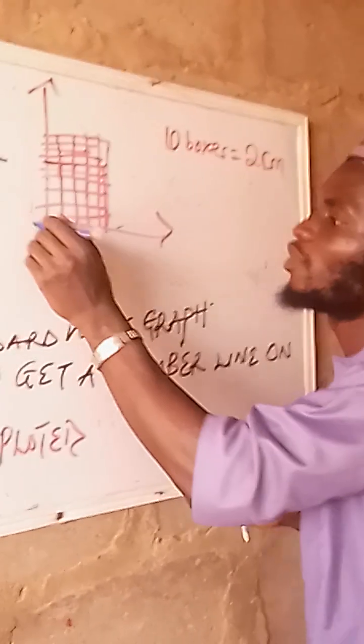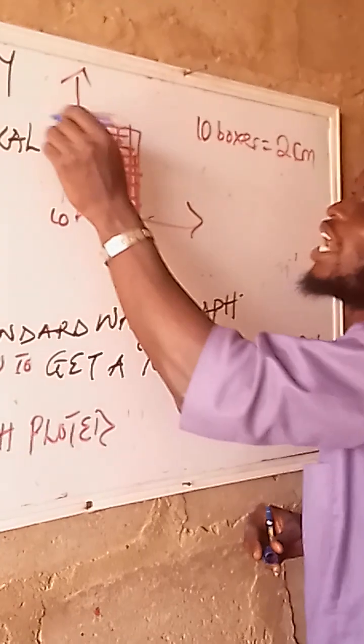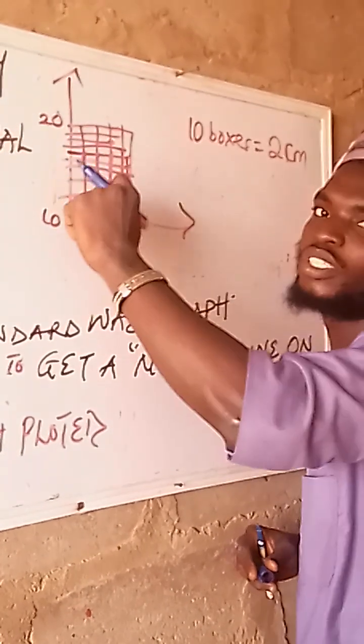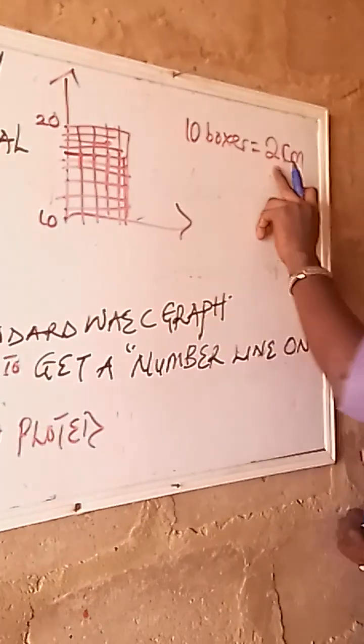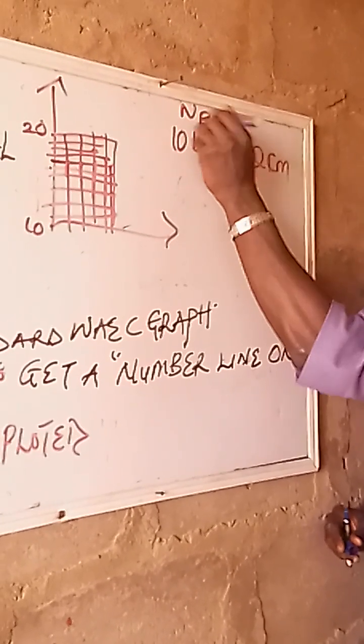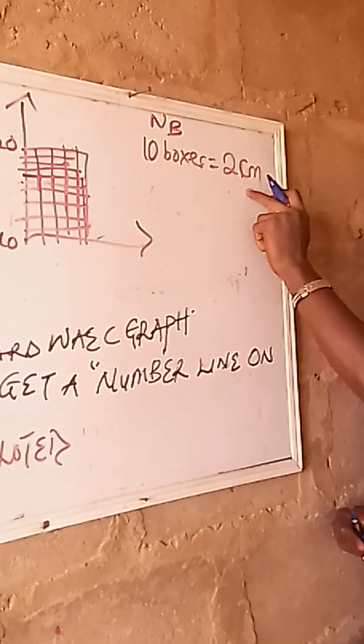That means if I have a 10 here, I will tell you when we start using the reading, and I have a 20 here, from this 10 to 20, how many boxes is there? 10 boxes. They represent 2 centimeters. Please try and note this down. Nota bene. 10 boxes represent what? 2 centimeters.